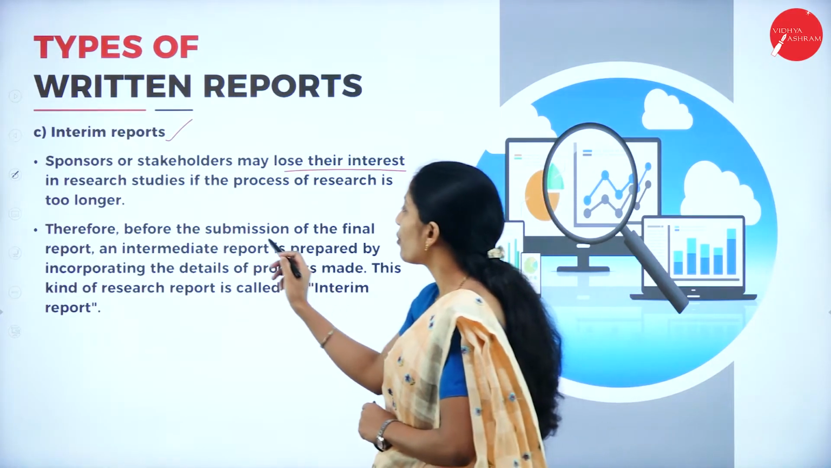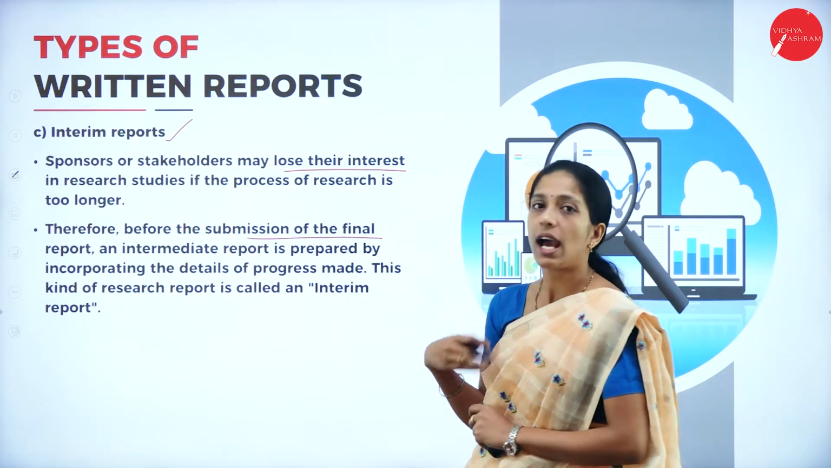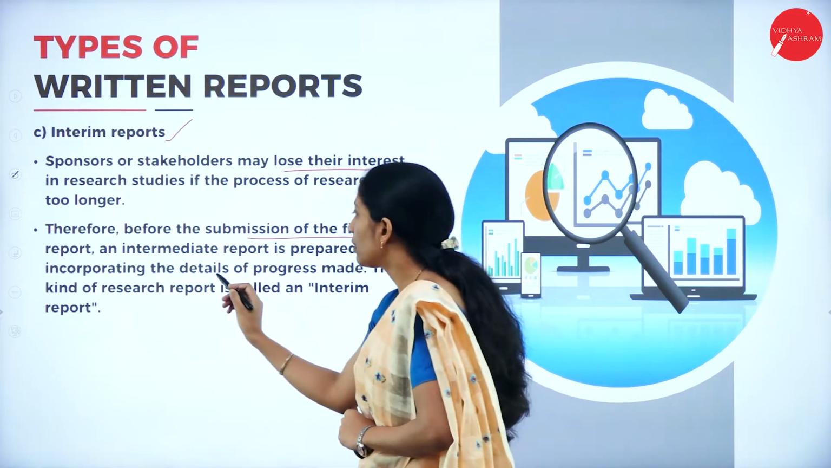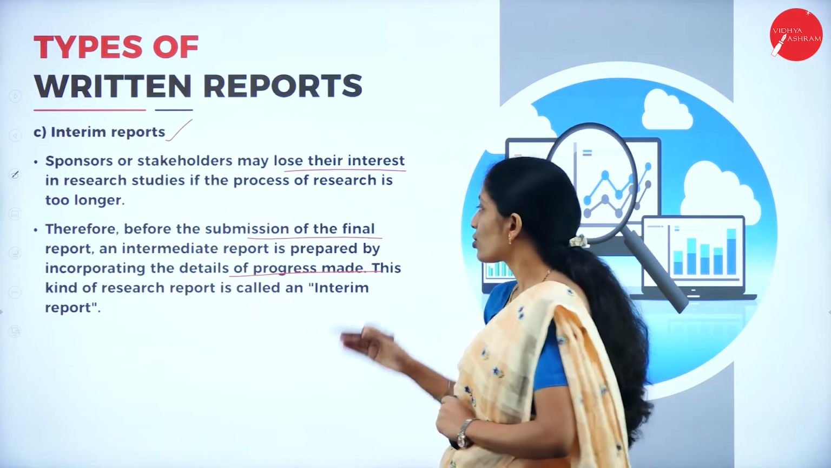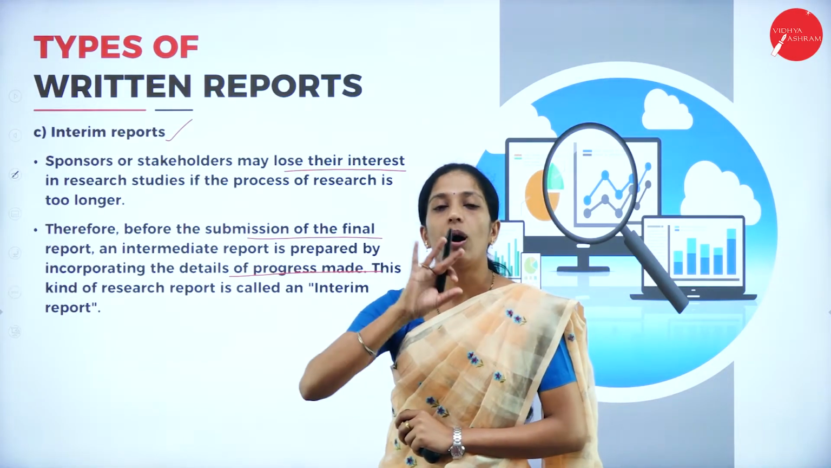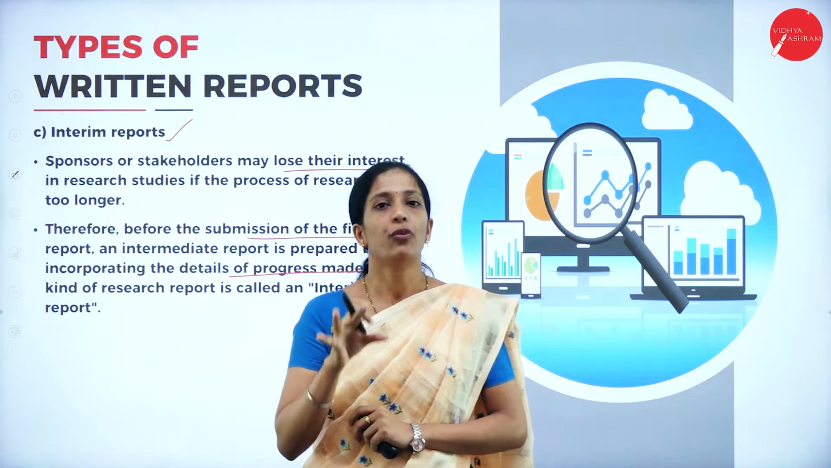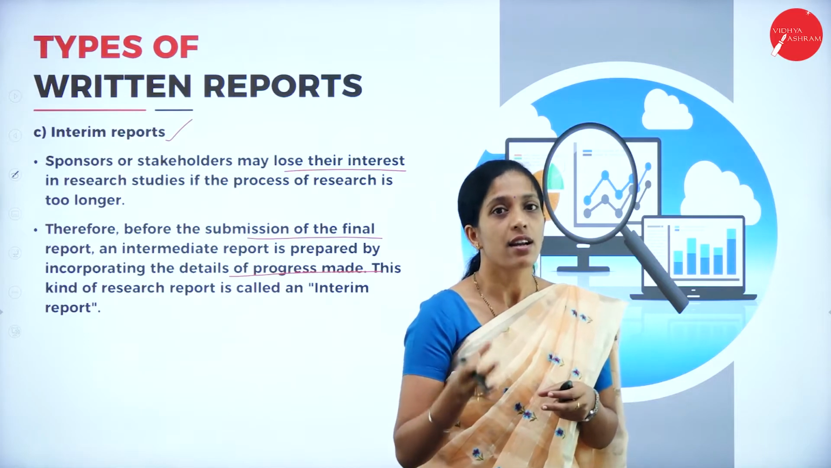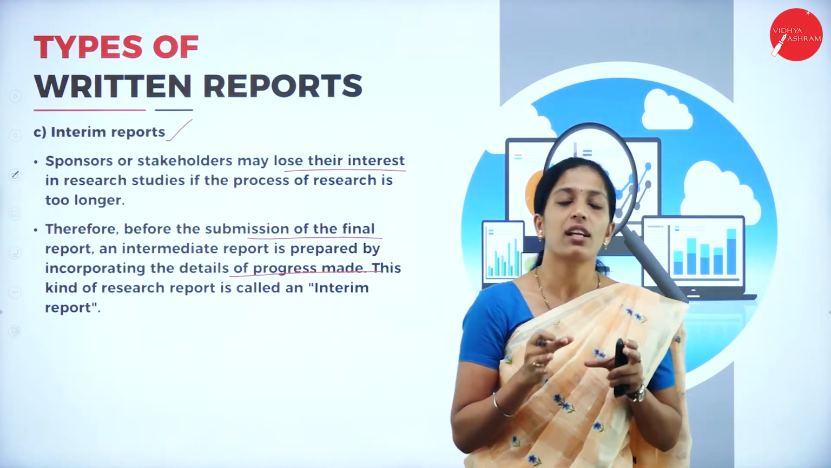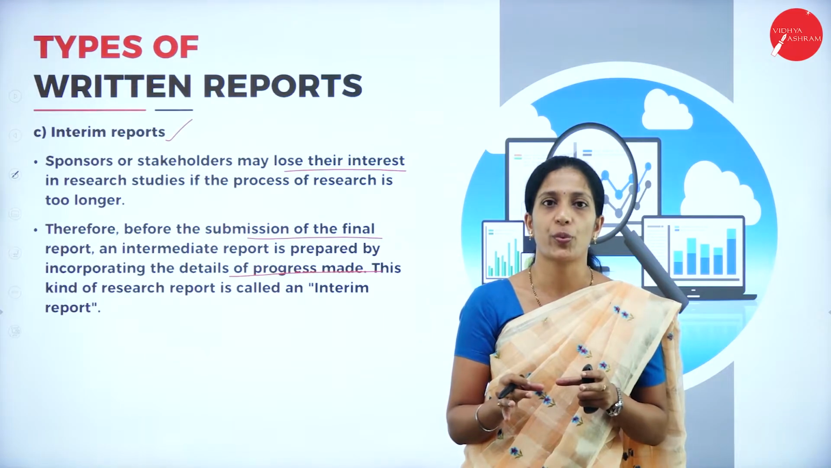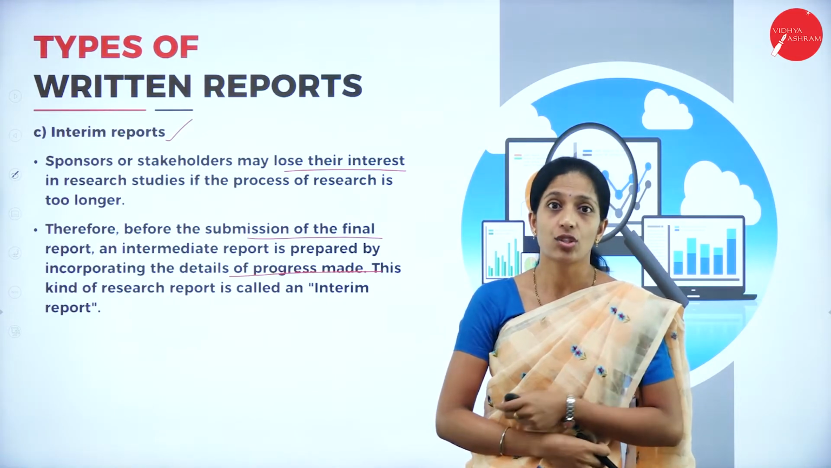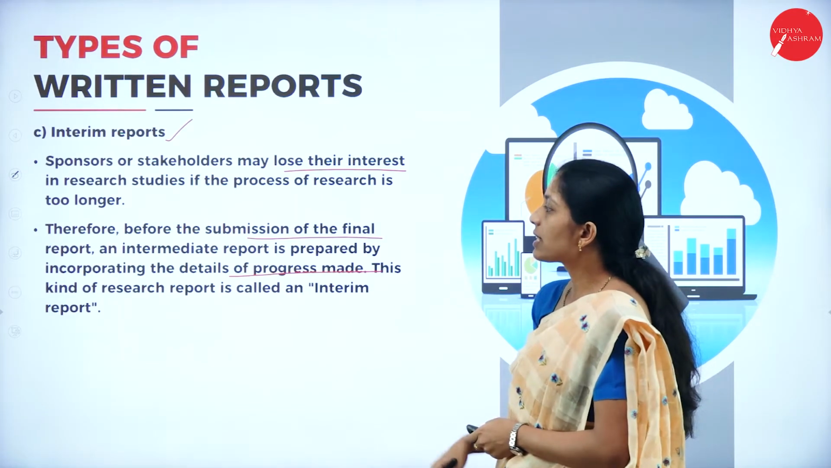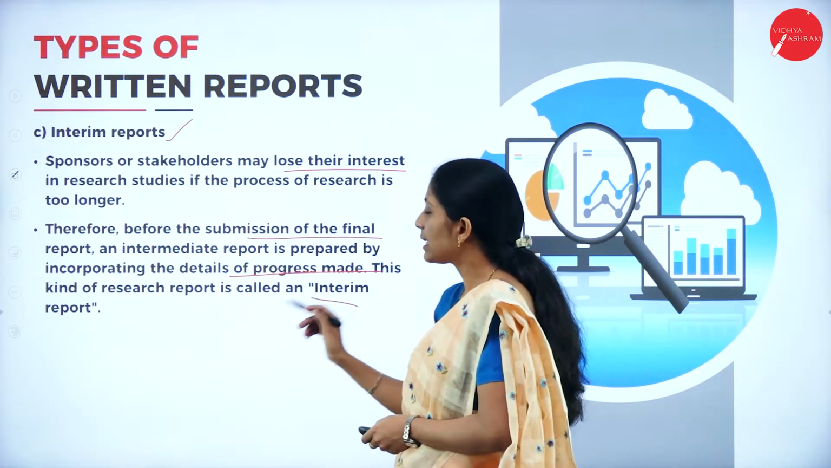Therefore, before the submission of the final report, an intermediate report is prepared by incorporating the details of progress made. Here, all the findings of the work will be made as simple as possible. That is, before presenting the research report, a summary of the report will be prepared in a very short way and communicated to the stakeholders. That is known as an interim report.